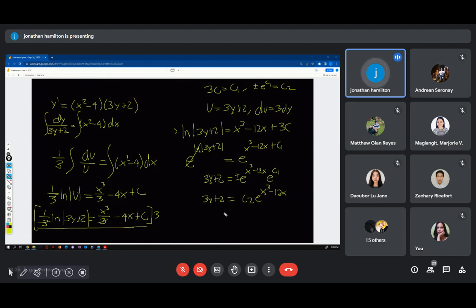So with this, we can simplify this a bit more. We can transpose 2 to the other side and then divide the terms by 3. So if we were to do this, we would arrive at the general solution now. Y is equal to negative 2 plus c2 e raised to x cubed minus 12x, all over the value of 3, where this will be our general solution for the differential equation through separable variables.